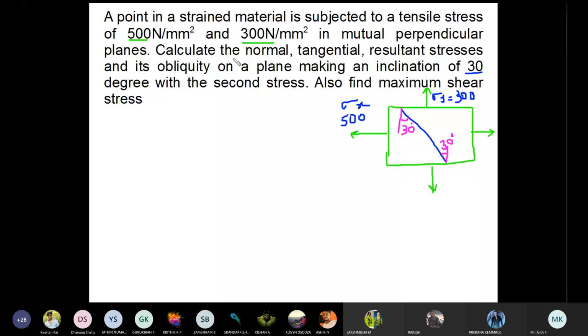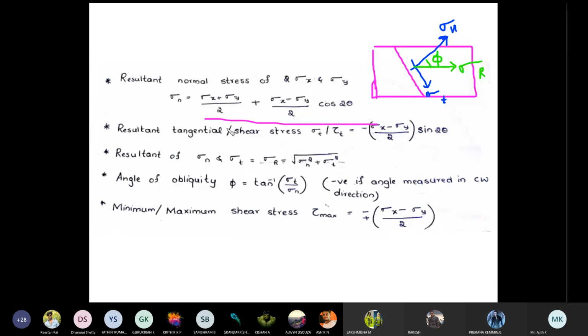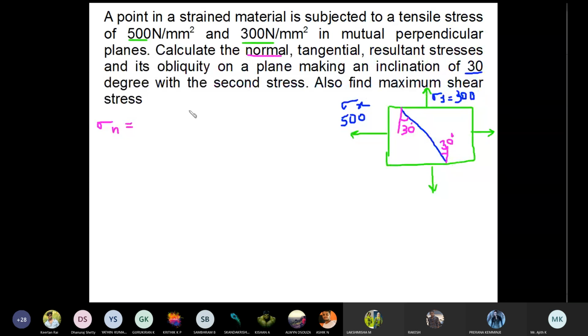You have to find out what is normal stress. Normal stress is sigma n. And what is the equation to calculate sigma n? We have seen in the previous slide. This is the equation to find out sigma n. Sigma n is sigma x plus sigma y divided by 2, plus sigma x minus sigma y divided by 2 into cos 2 theta. Substitute all the values. Sigma x is 500, sigma y is 300, and theta is 30°.